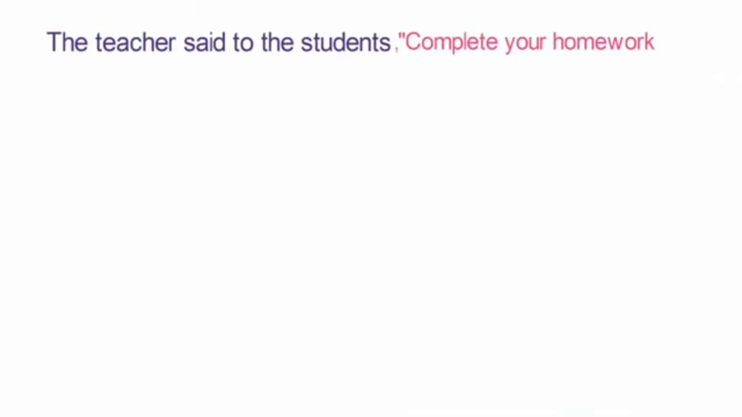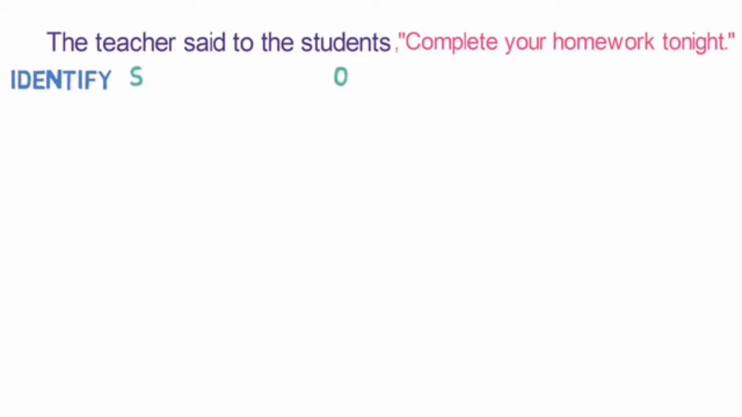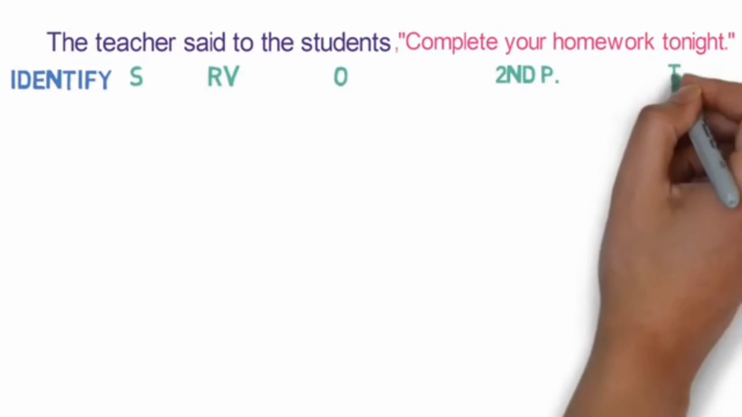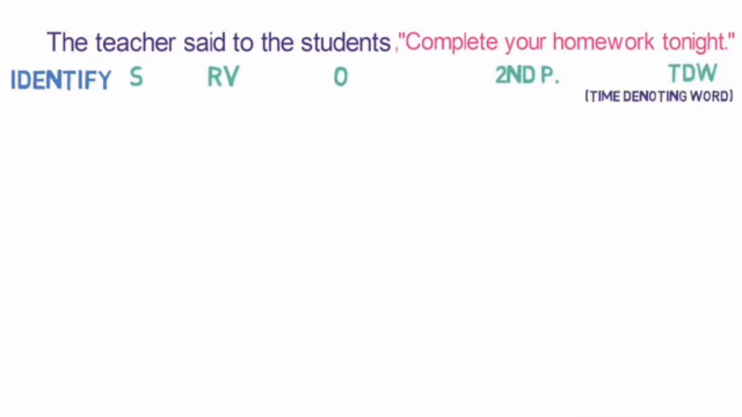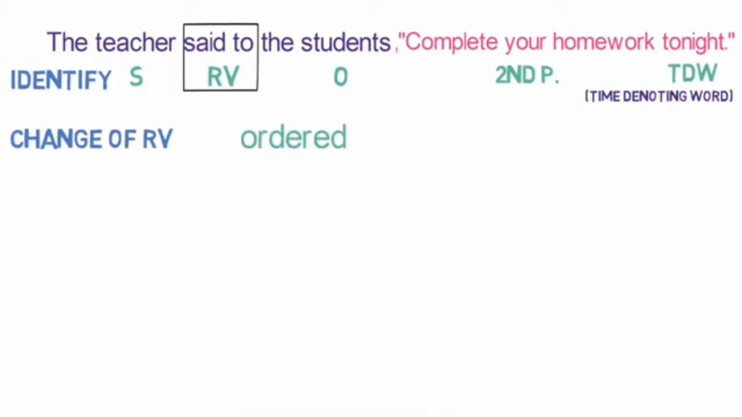The teacher said to the students, complete your homework tonight. Step 1 is to identify. The teacher is the subject, object is students, and said to is the reporting verb. Step 2 is the change of reporting verb. Said to will become ordered here as the teacher is giving the order to the students.